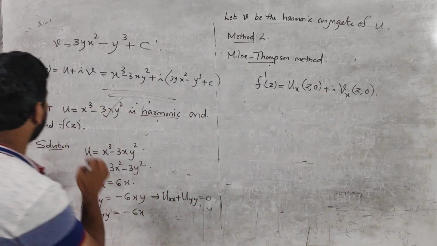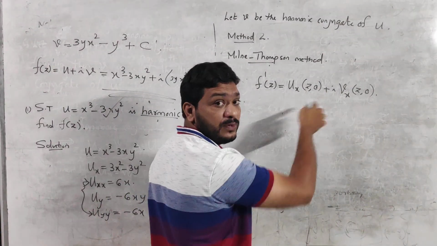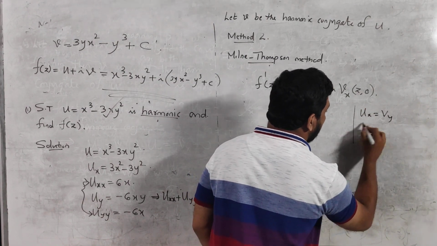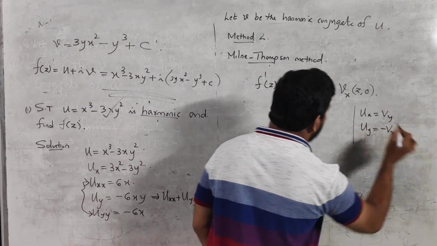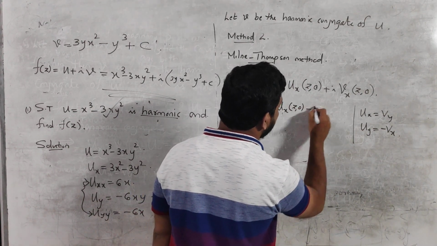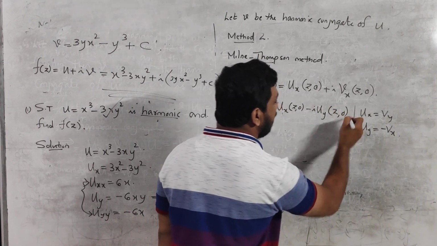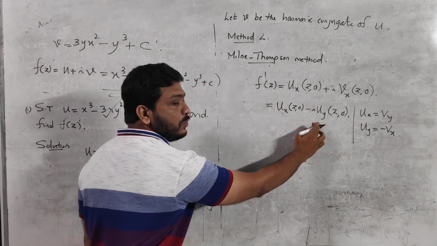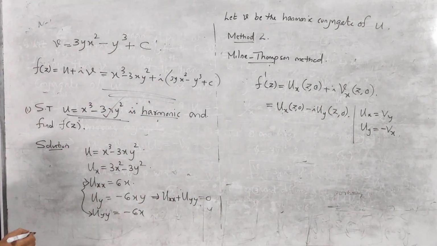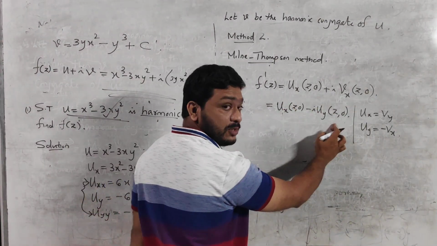Since in this problem they have given u, there is a possibility of writing all the terms in terms of u or in terms of v by using the CR equations. We know ux is vy and uy is minus vx. So this formula is also the same as ux at z0 minus i into, what is vx? vx is minus uy, and uy is at z0. This is how we convert it so that all the terms are in terms of u. The only reason is that in this particular problem they gave u. That's why I converted all the terms of this formula in terms of u.